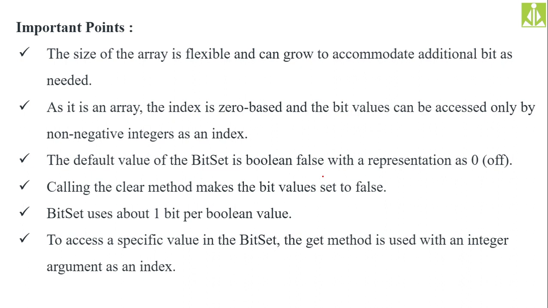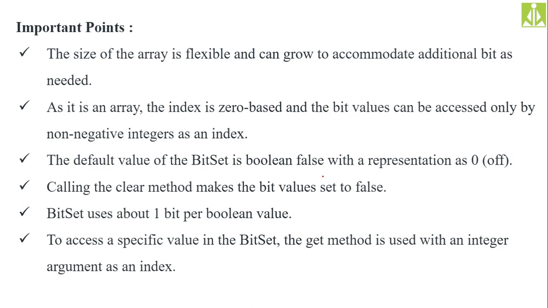So the size of the array is flexible and can grow to accommodate additional bits as needed. There is no fixed size, we can say. The size can grow and can shrink to accommodate as many values as you need inside your program. As it is an array, the index is 0 based, and the bit values can be accessed only by non-negative integers as an index. So if you try to create a bit set with some negative parameter, then what will happen? You will get some exception, which we will see in the program.